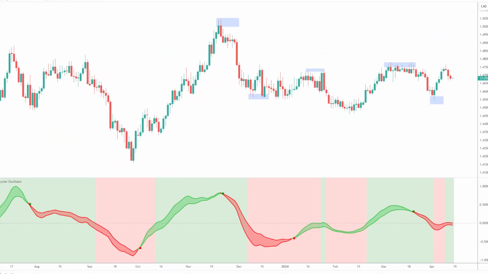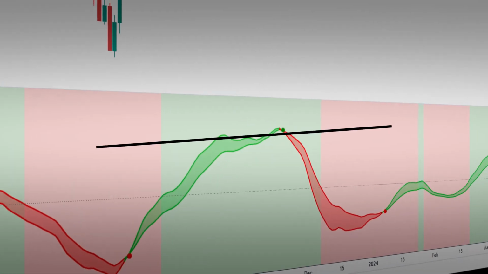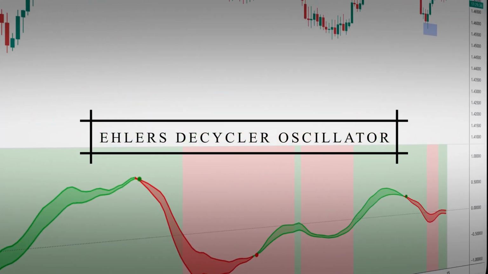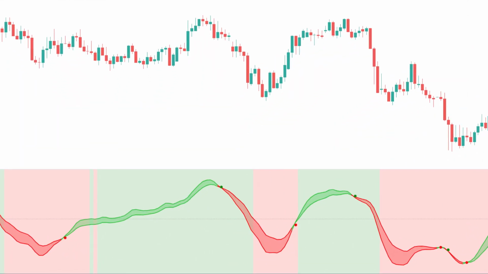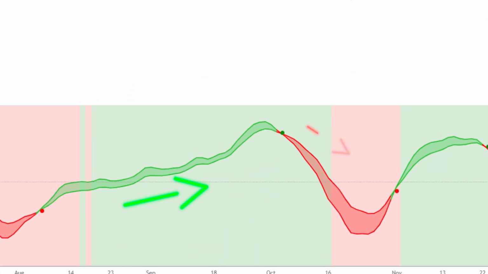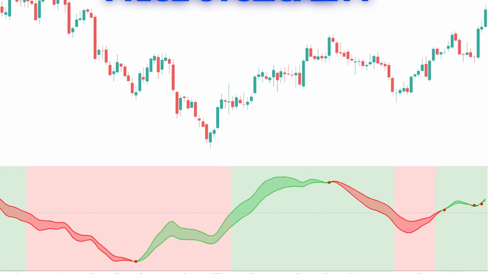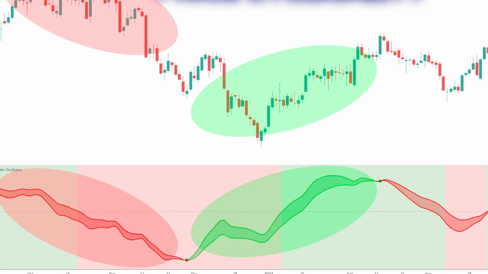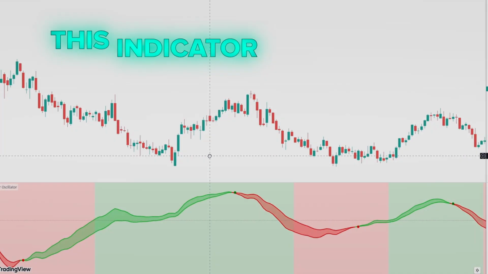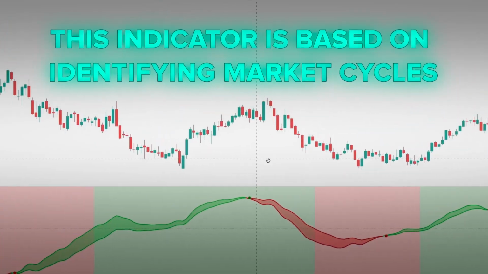In this video, I am going to teach you how to understand and use the Ehlers Decycler Oscillator indicator. The Decycler Oscillator is a technical indicator that shows us the strength and direction of cycles in the market. This indicator helps us to visualize those cyclical price movements, which sometimes go up and sometimes go down.